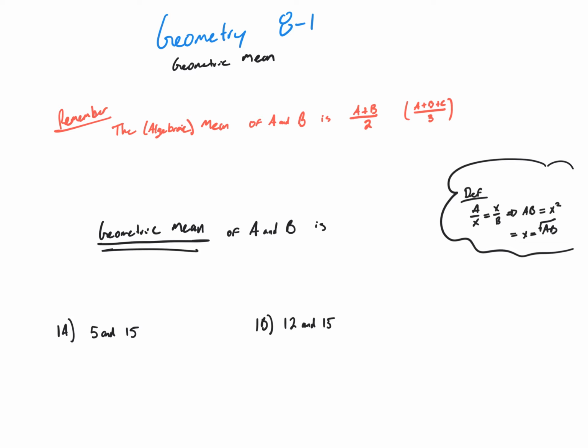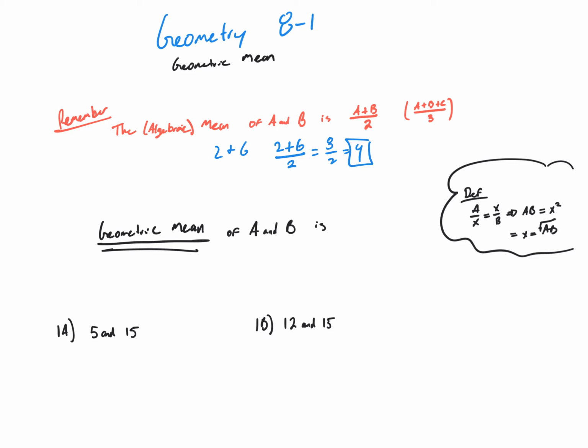Before we talk about geometric mean, just a quick recap of what an algebraic mean was, except we just called it a mean of two numbers or the average of two numbers. So, what's the average of 2 and 6? We would just add those two together, 2 plus 6, and divide by 2 because that's how many numbers there were. 8 over 2, so the average is 4, right? That's the algebraic mean.